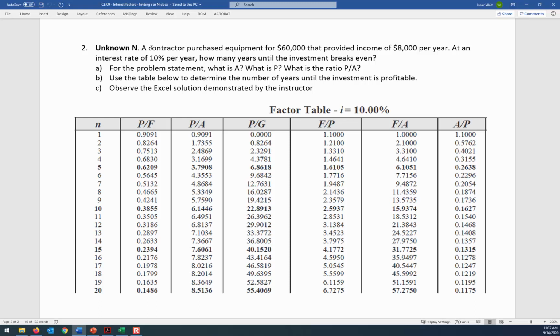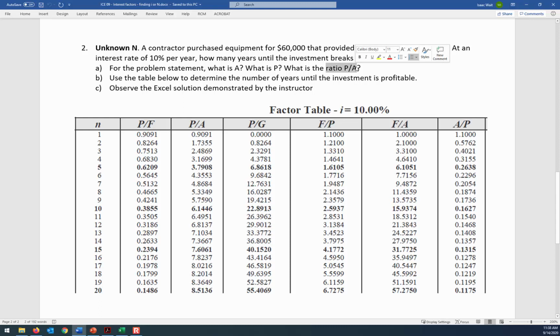All right. So the first way that you can solve this is by looking at the factor tables. And so right on the paper, you can define what is A, what is P, and then you can calculate based on this is P, this is A, and you can see that I've given you the 10% factor table, and that's the interest rate that the problem specifies, 10%. So that's why we're using this factor table. So let me get out my calculator here. What is P divided by A? So this is saying, what is P divided by A?